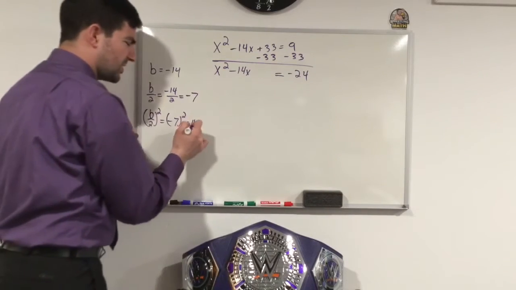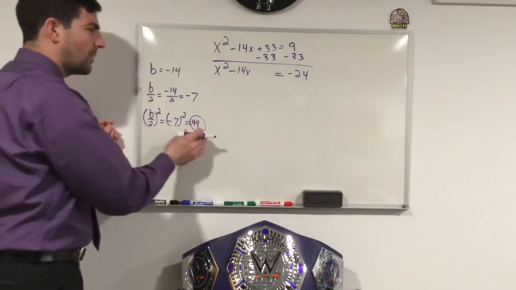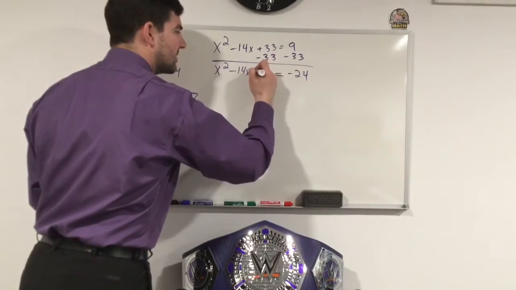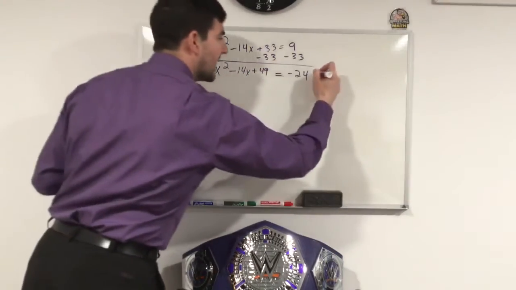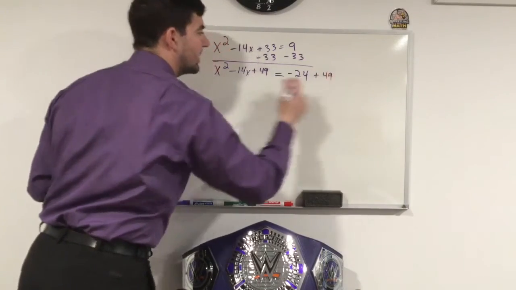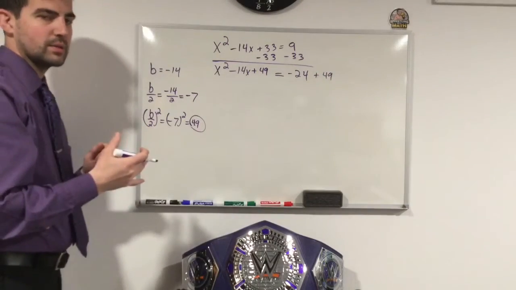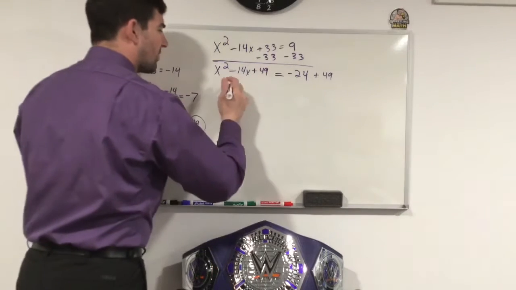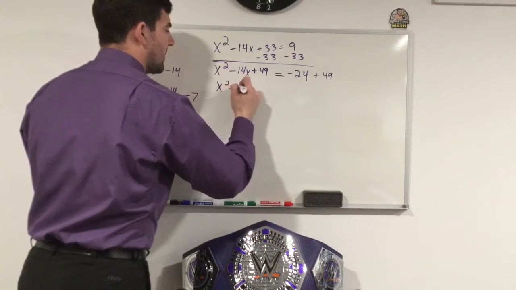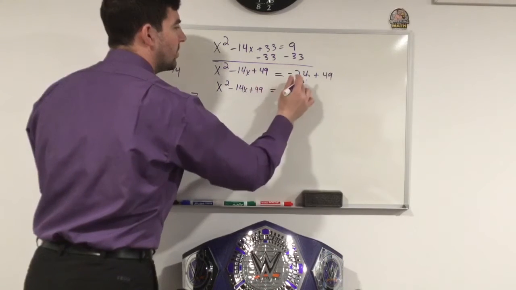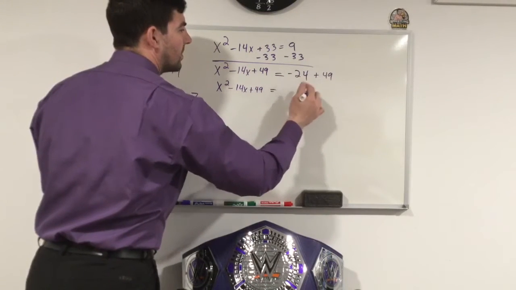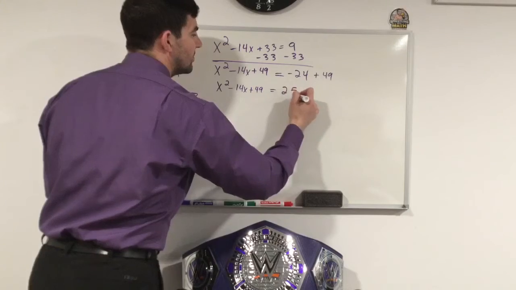What do I do with this 49? Well, I'm going to add it. That's why I left this space here. I'm going to add it to the left side as well as the right side. Again, we have to keep our equation balanced. So I'm just going to rewrite this here: x squared minus 14x plus 49 equals negative 24 plus 49, which is positive 25.